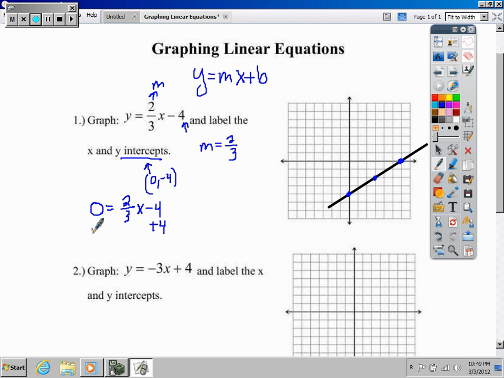Then I would add 4 to both sides. So 4 is 2/3 x, multiply by the reciprocal. So I take 3/2 of 4, and then I do indeed get 6. So my x-intercept is located at (6, 0). My y-intercept is (0, -4). And there's my line with a slope equal to 2/3.